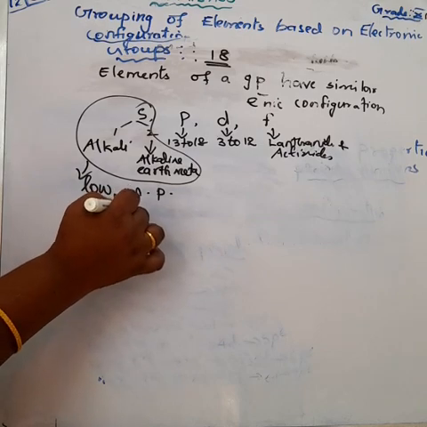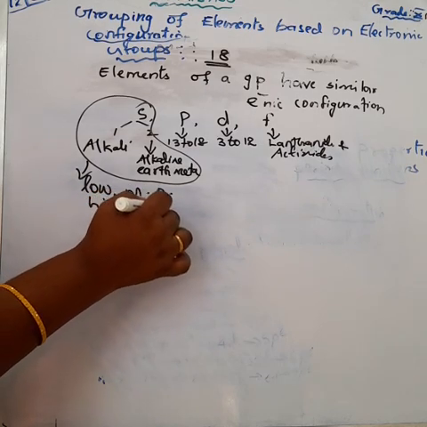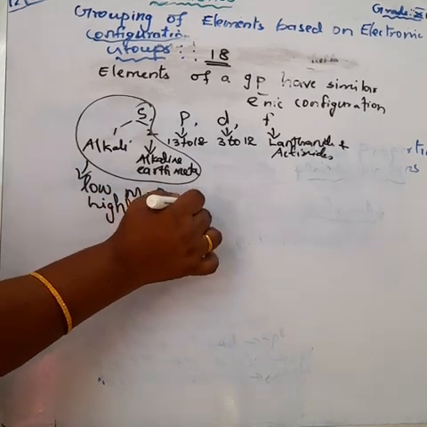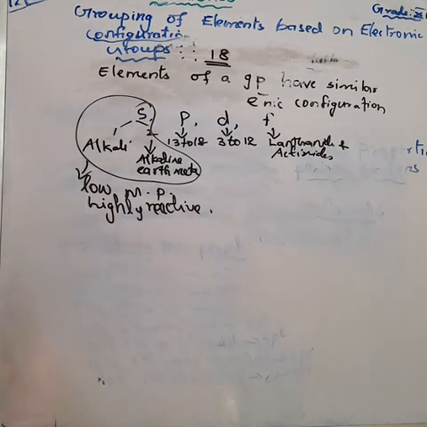They react easily with other elements, such as hydrogen. You know, hydrogen is a very highly reactive element. So the S block elements are very highly reactive and have low melting and boiling points. These are the characteristics of the S block elements.